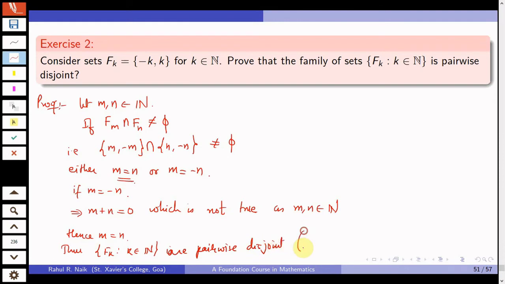And this we have attained by the contrapositive of the definition. Fine. So, like this we can show that something is pairwise disjoint using the contrapositive of the definition.